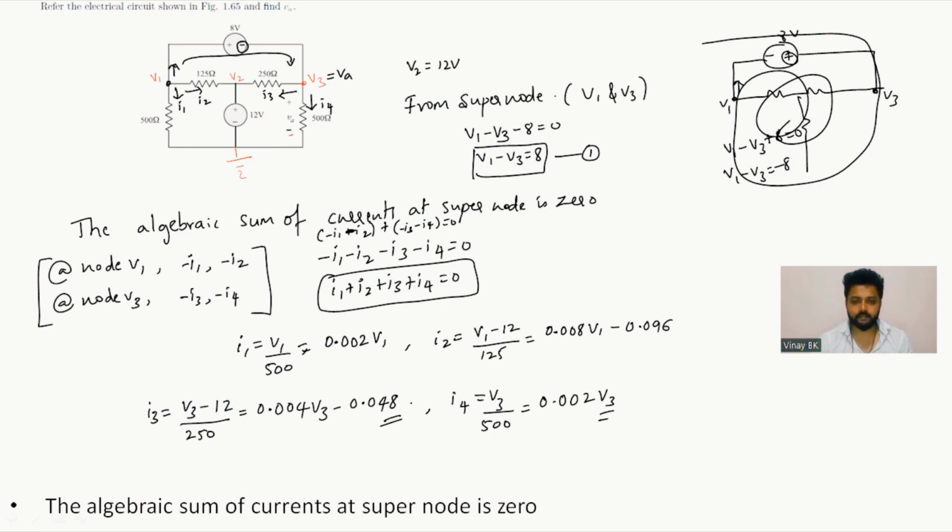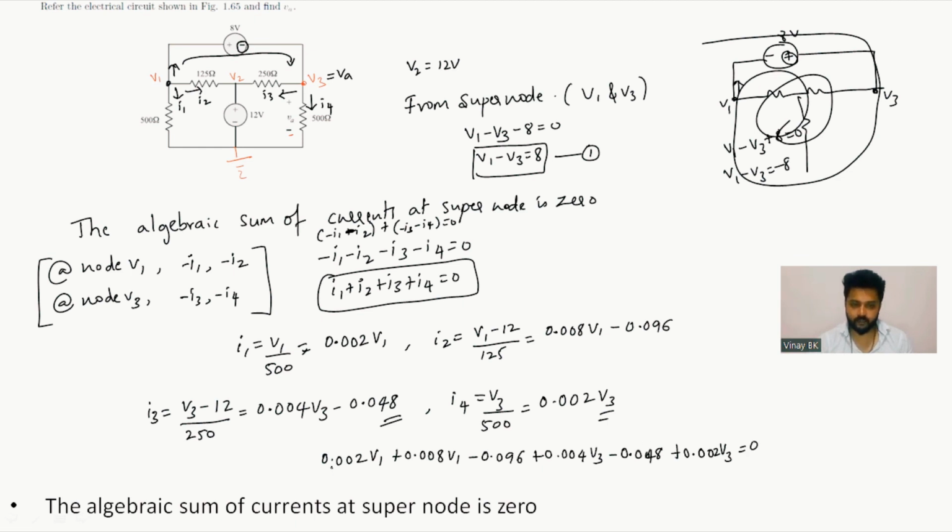Now we substitute all the values. So you can get 0.002 V1 plus, for I2, 0.008 V1 minus 0.096, I3 is nothing but plus 0.004 V3 minus 0.048. Similarly, I4 is nothing but plus 0.002 V3 equals 0.